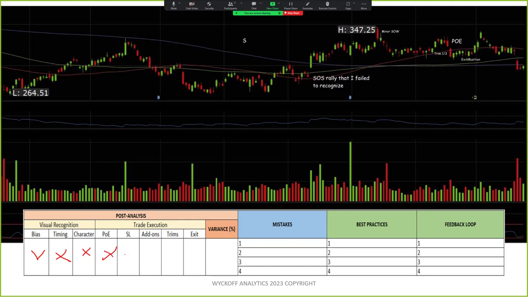Point of entry, not a huge fan. There was a trim functioning as a stop loss, no adds. There was a trim, and I like the exit. You're in a bad situation. You got out quickly and soberly. Your thoughts here, Franz?